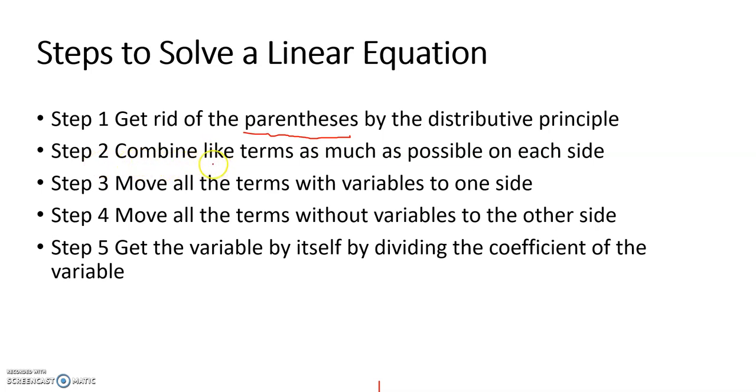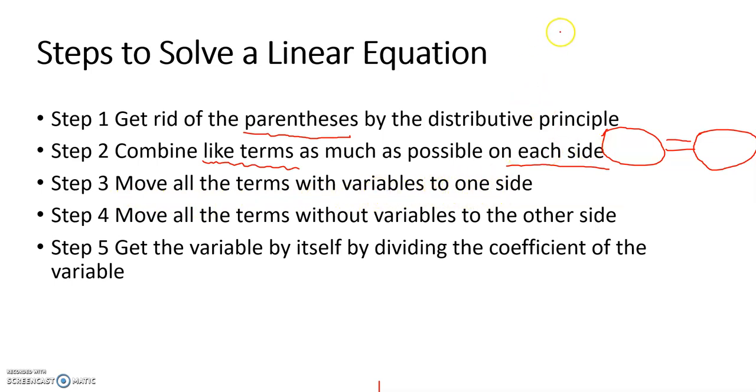And next step, after we get rid of parentheses, we're going to combine like terms, which we have reviewed in the previous week, as much as possible on each side. So when we combine the like terms, we combine the like terms on the left and the like terms on the right-hand side. We're not going to combine the ones on the left and right in this step. So after that, we are going to move all the terms with variables to one side.